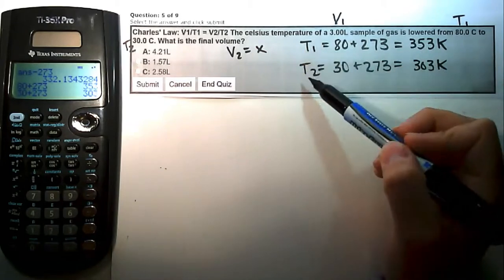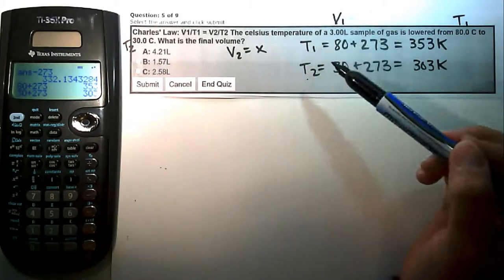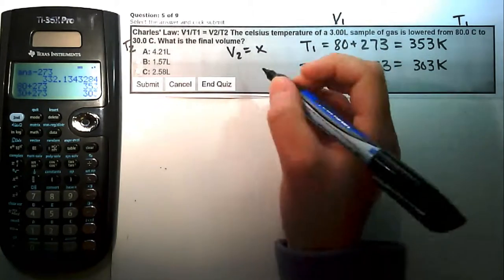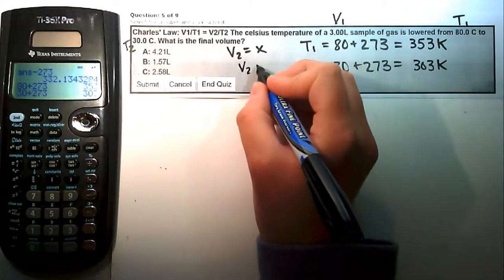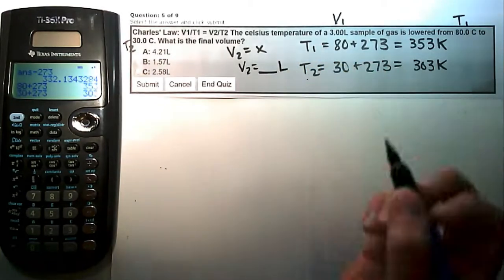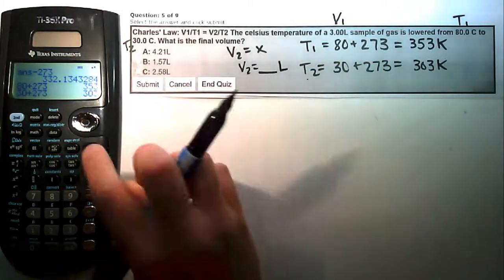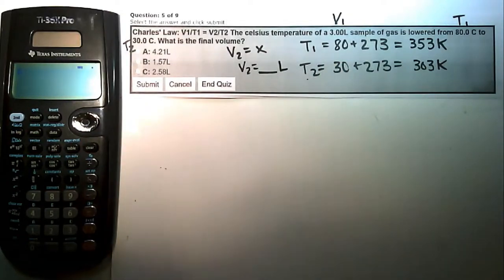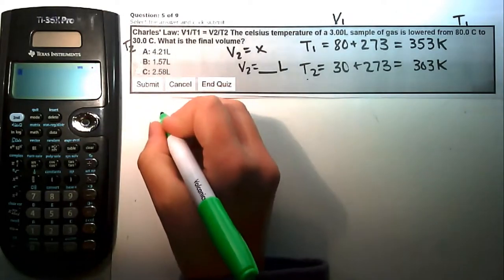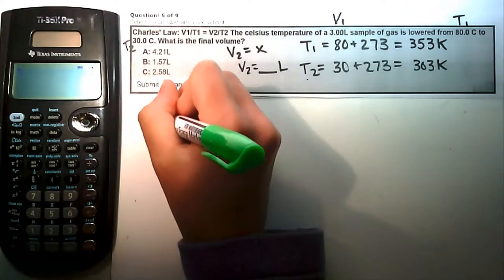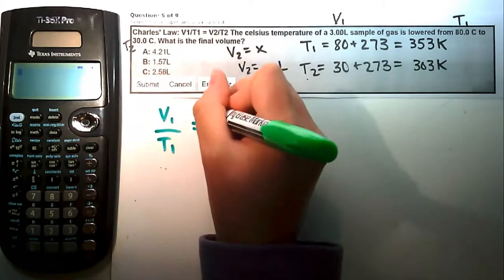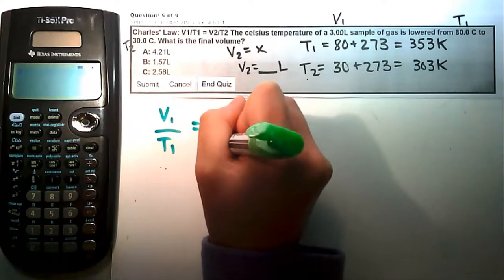Alright, so now we have our T1, our T2, and our V1. We're looking for V2, and because our V1 is in liters, we know our V2 is also going to be some number of liters. I'm going to go ahead and plug that in up there. Okay, so let's substitute some values into our equation. So, V1 over T1 is going to equal V2 over T2.